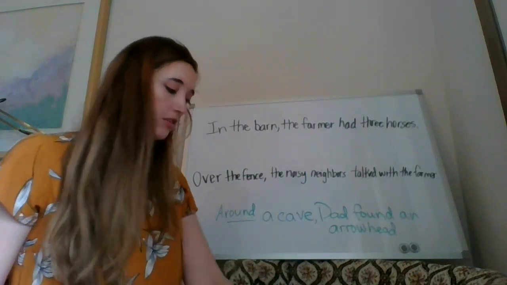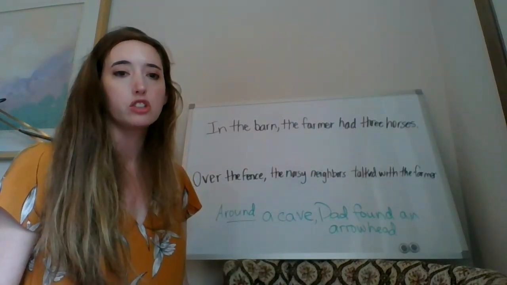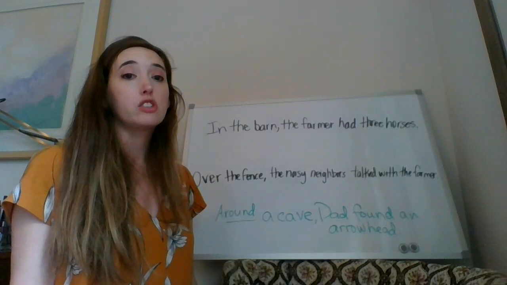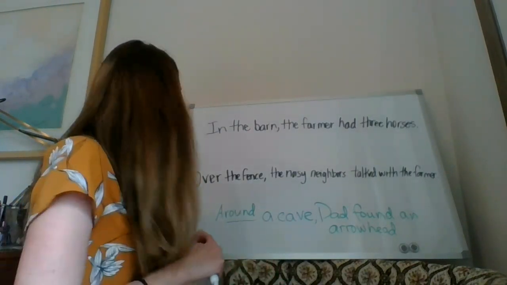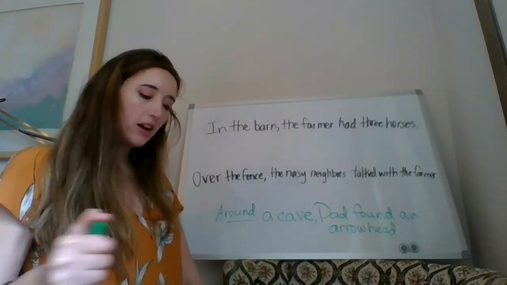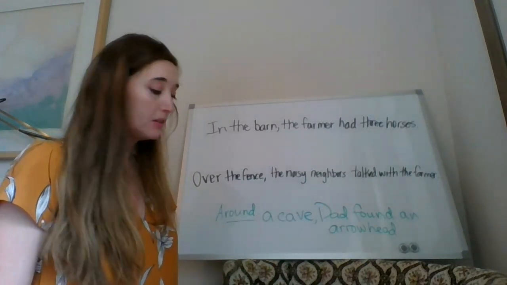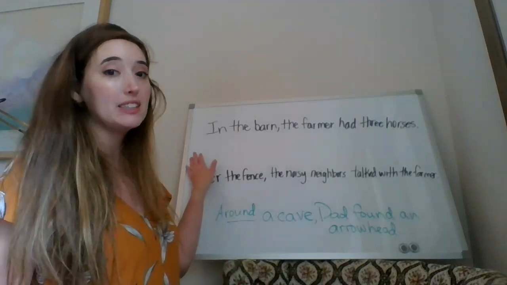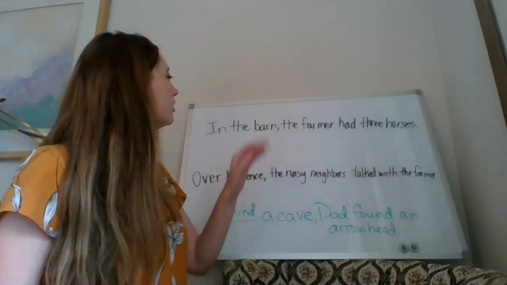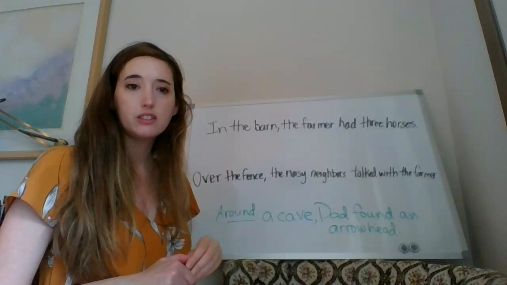So you'll do the rest of those, and I will post some answers. You don't have to have your answers match the answers that are going to be from the book, but those are possible answers. Okay, now on page 111, we've got some sentences to analyze. So let's start by reading it together. In the barn, the farmer had 3 horses.